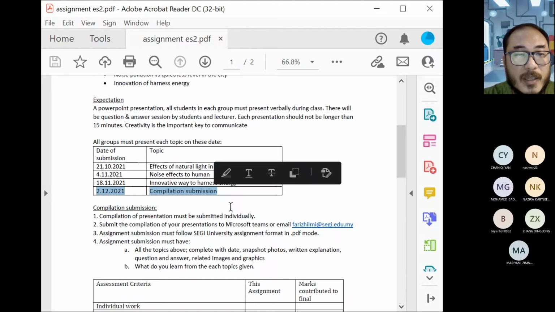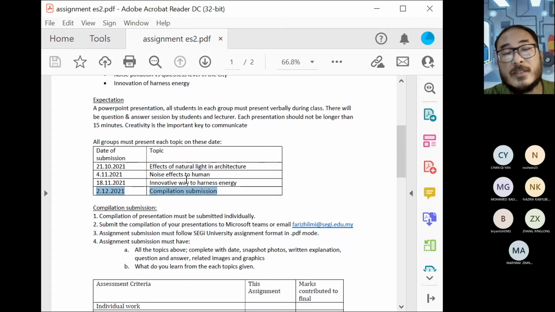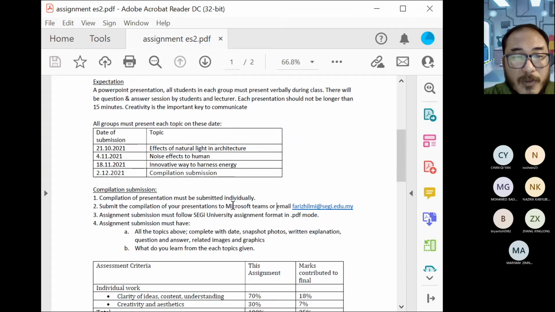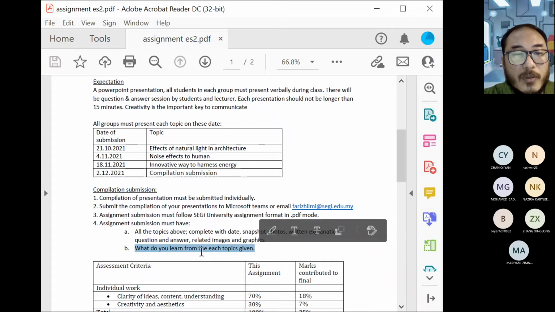This compilation is a compilation of these three slides. The compilation is to be done individually. The format is SEGI format, no problem. If there is a comment from me, you just add it to the content, and you also must add what you learned from the topics given.